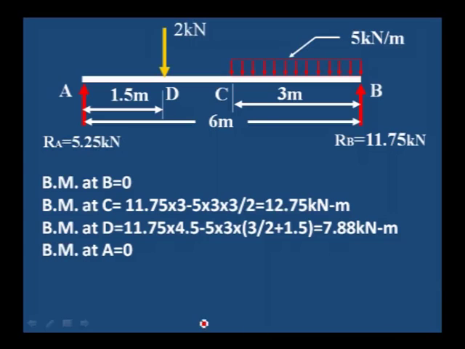Bending moment at A is equal to 0. You can observe what I explained. We can take the moment from RA into distance. RA is 5.25 into 1.25. If you multiply, you will get 7.88 kilonewton meter. Same value.